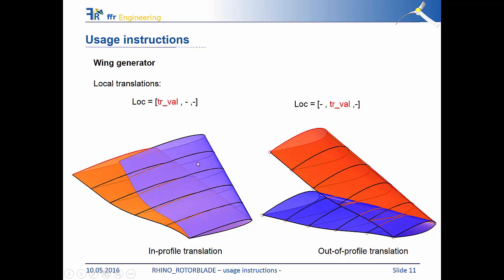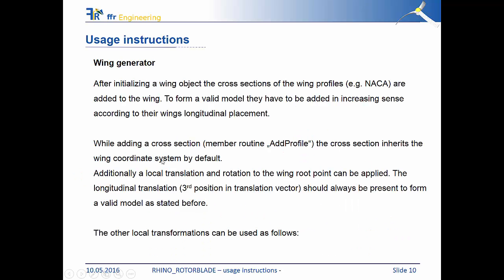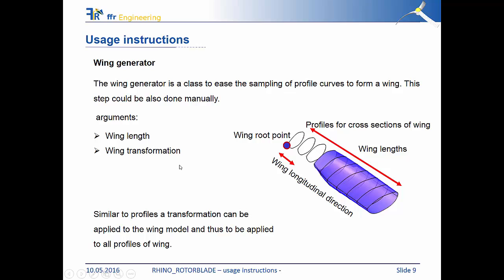And here I have already some pictures of those local transformations. What is that? So, as I said, when we make an instance of the wing, you give it a basic transformation. This basically defines the basic position of the wing in space. But now you also add, again with this add profile command, one of those cross sections to your wing.